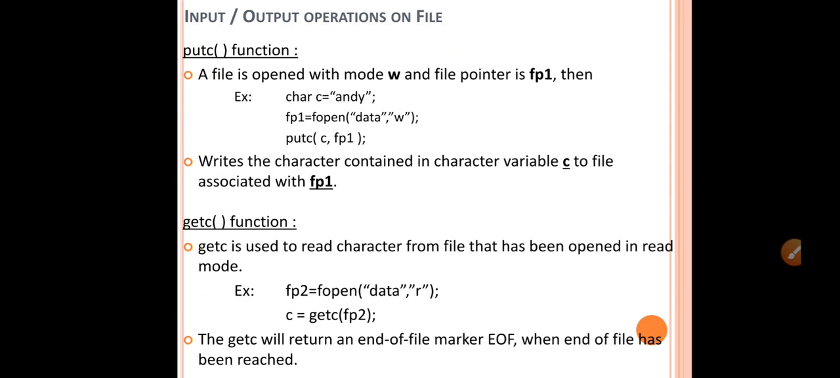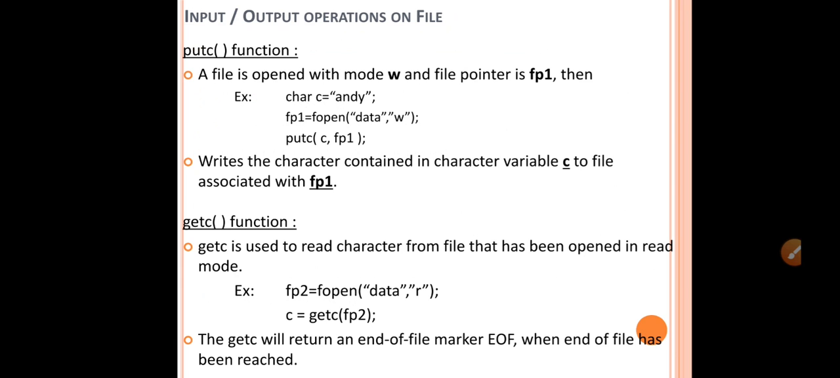So next we see input output operations on a file. Input output operations means we are going to write content of different data types to a file. If you want to write string type data to a file, then we have to use puts and gets. If you are writing integer type data to the file, then you have to use putw and getw. Okay, so these are the functions. Let's see them one by one.